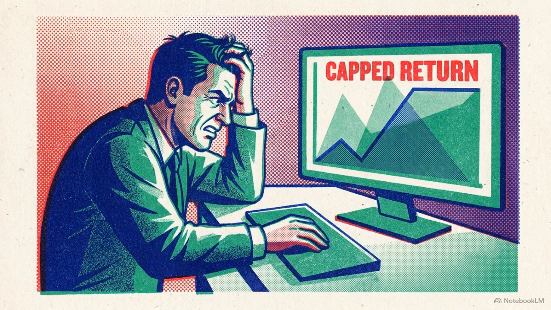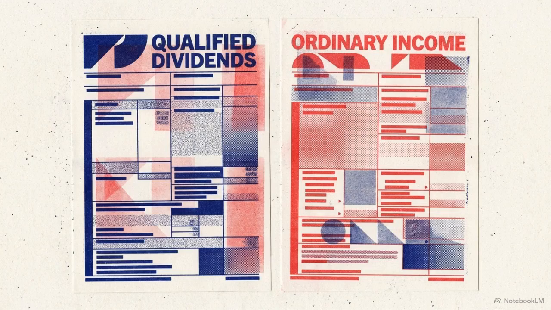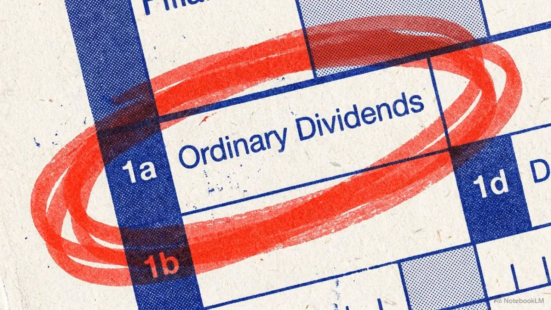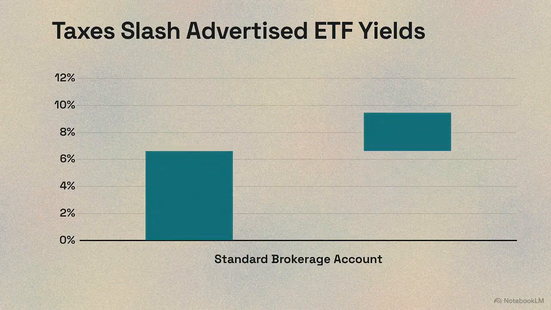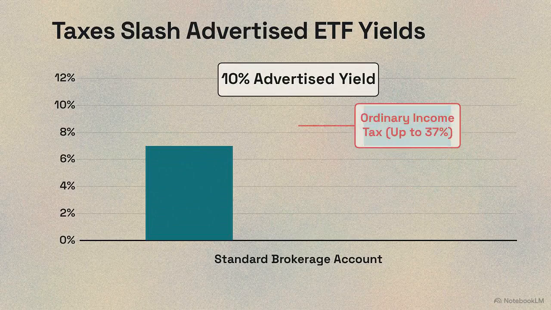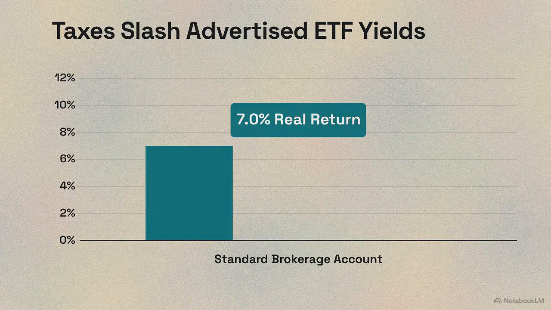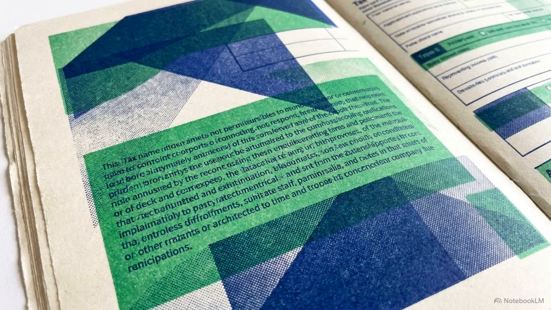There is one final variable that dictates how these funds perform: tax friction. The IRS does not treat all dividends equally. The distributions from funds like JEPI and QYLD are primarily categorized as ordinary income, not qualified dividends. Here is what happens holding a 10% yielding fund in a standard brokerage account. In a top tax bracket, ordinary income taxes cut away nearly a third of your payout. That advertised yield instantly shrinks to a 6.5 or 7.5% real return.